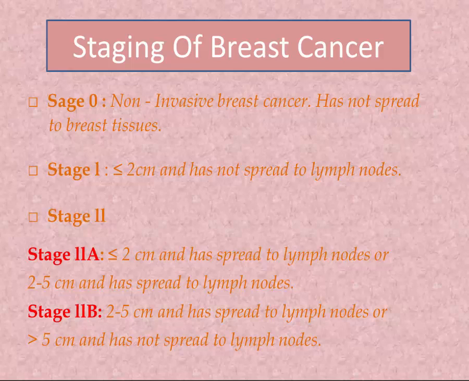Stage 0, non-invasive breast cancer. Has not spread to breast tissues. Stage 1, 2 cm and has not spread to lymph nodes. Stage 2. Stage 2A, 2 cm and has spread to lymph nodes, or 2 to 5 cm and has not spread to lymph nodes. Stage 2B, 2 to 5 cm and has spread to lymph nodes, or greater than 5 cm and has not spread to lymph nodes.